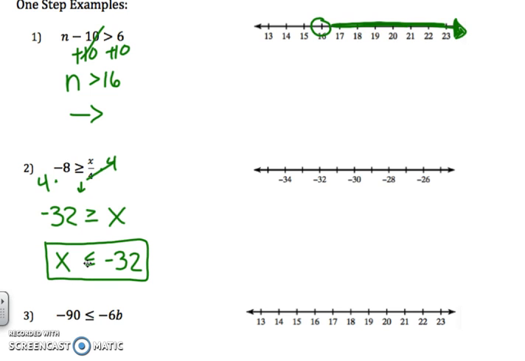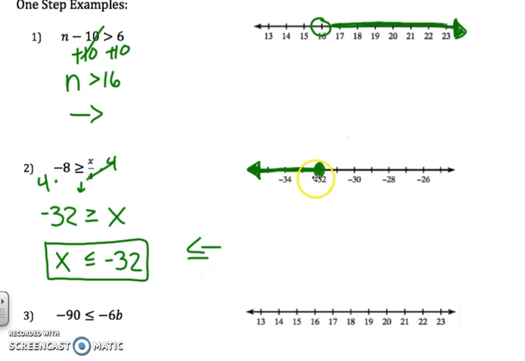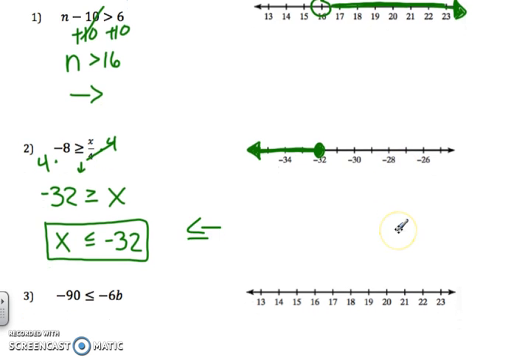It's going to be a closed circle on negative 32 because of that equal to sign. And then here's my inequality. If I draw a little arrow, it's going to show me to point to the left. So I'm going to shade everything to the left and draw an arrow. So negative 32 is a solution because it's closed in. Negative 33, negative 34 are all solutions, even to negative 100, but nothing on the right side.